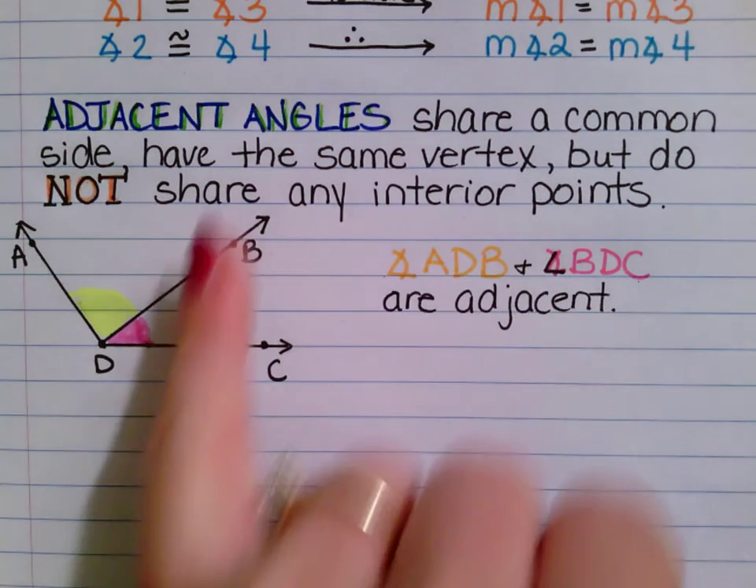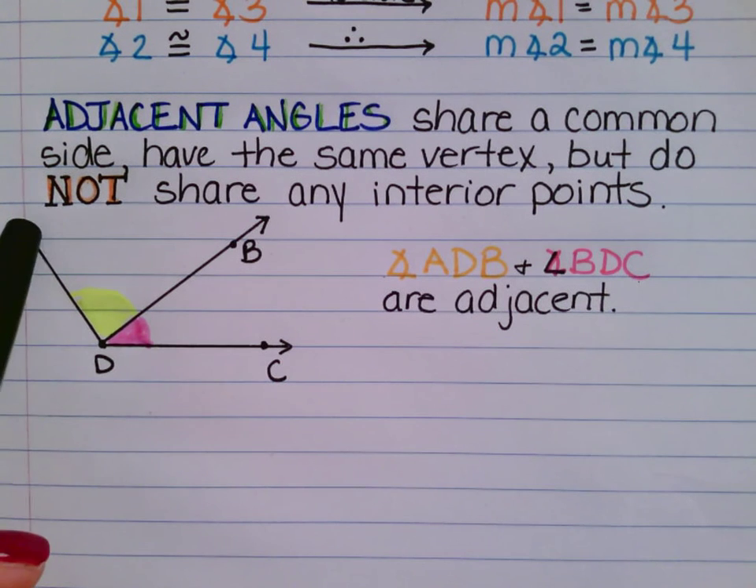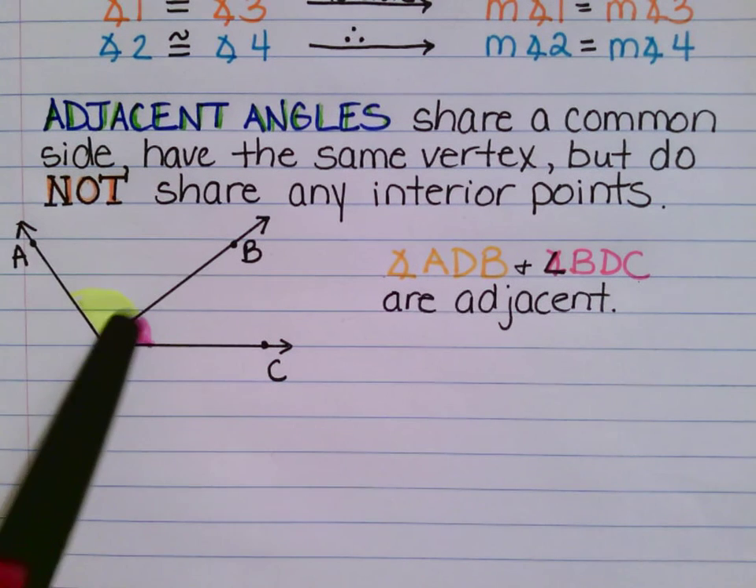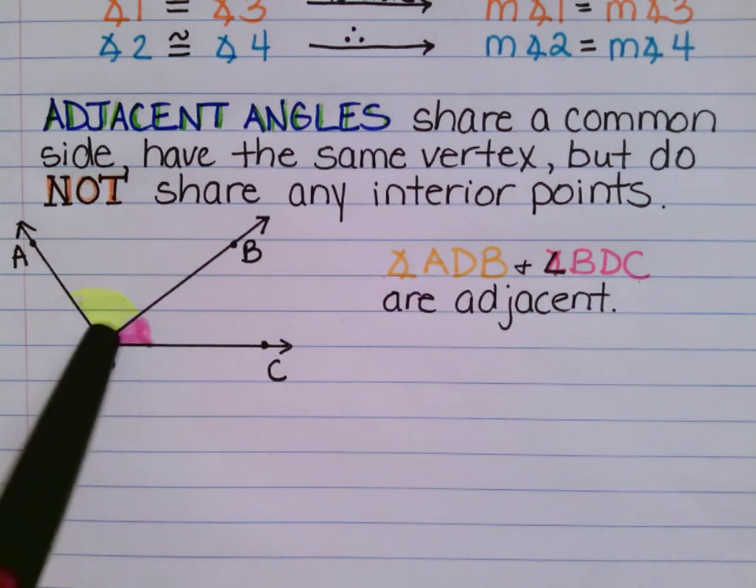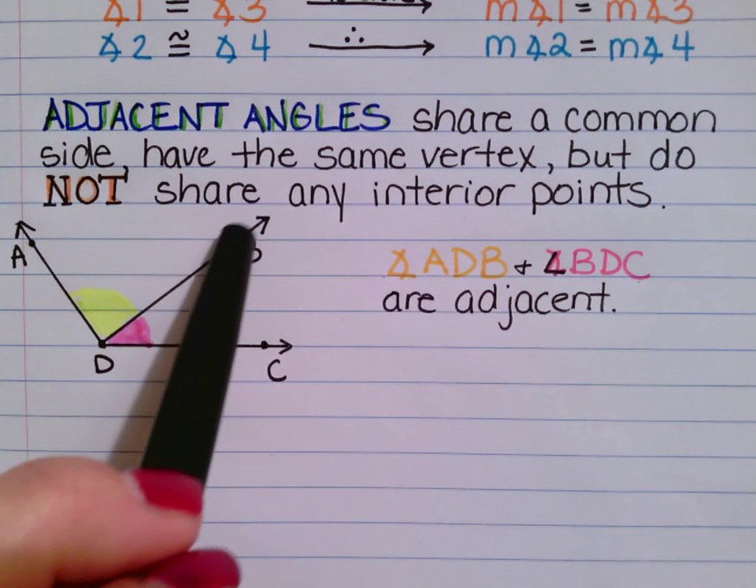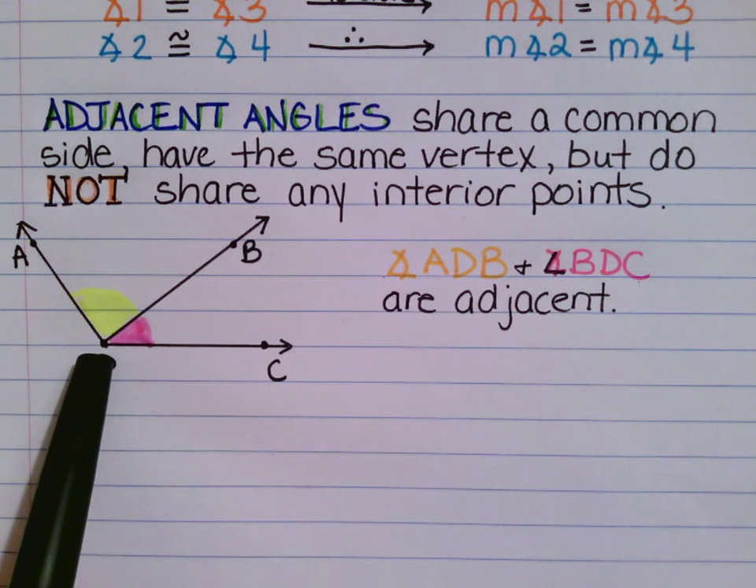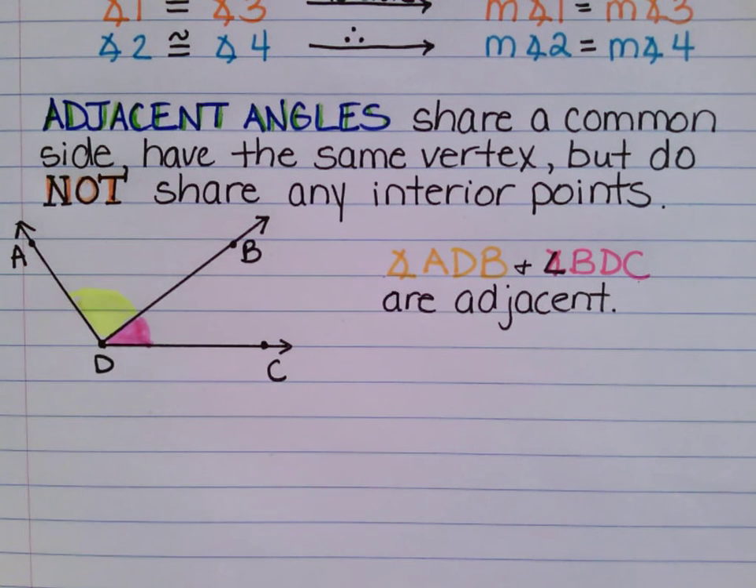So this definition might seem overly wordy, but to be technically correct, you need all of that. They share a common side, so let's see how they fit that definition. If we were to trace angle ADB, we would trace it like this, tracing over the sides of ADB. Then if we were to trace angle BDC, we would trace it like this. In tracing those angles, you'll notice that this side was in both of the angles. So there's the common side. The vertex for both is D, but they don't share any common interior points. If I was to shade the interior of this angle in pink and the interior of this angle in yellow, there wouldn't be any overlap of the yellow and pink.